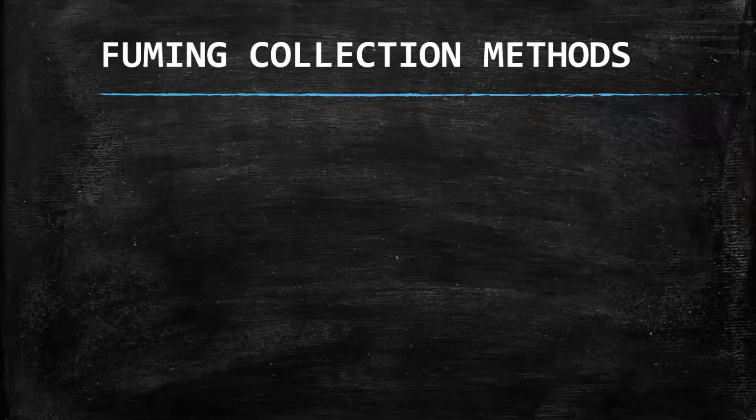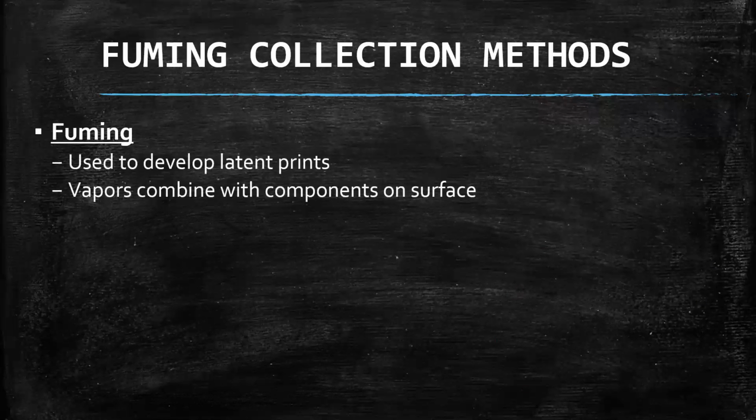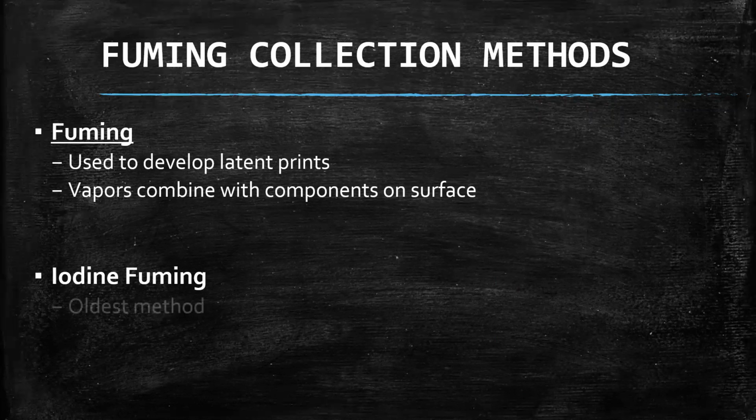The other type of collection method for latent prints is fuming. Fuming is when you have a vapor forming from some type of liquid or gas, and it comes into contact with the surface of the object. It comes into contact with those oils and kind of sticks to it and develops and becomes visible. Because remember, latent prints are invisible until developed.